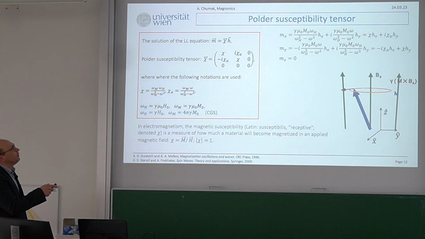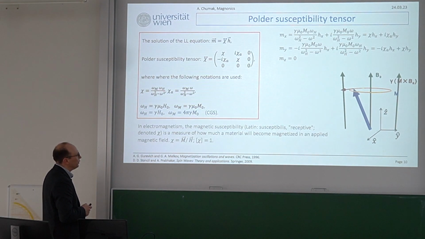Susceptibility is a tensor, named the Polder tensor, and H is the applied magnetic field. And here is how our Polder tensor looks, where these are all the parameters. Besides omega_H, you also have omega_M, and here omega_M is defined in SI units and in the CGS system of units, as shown here.